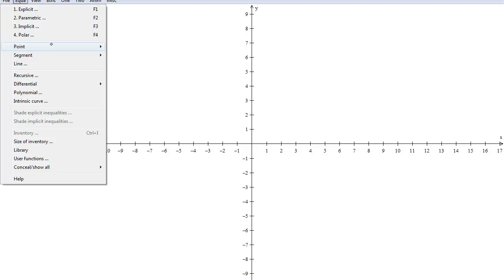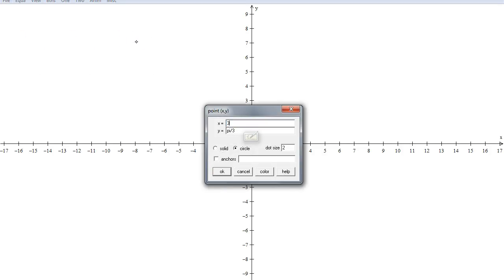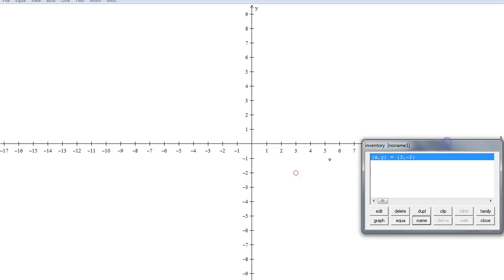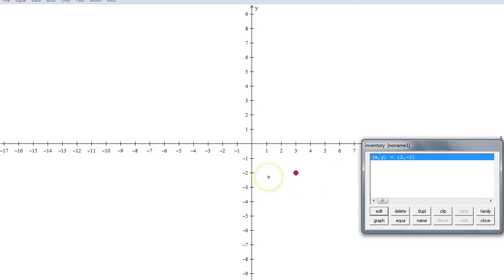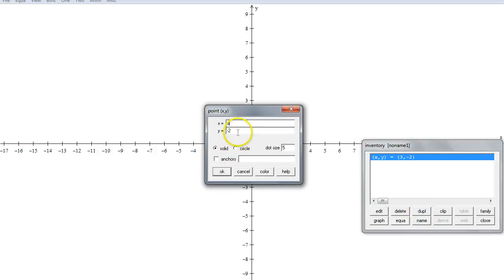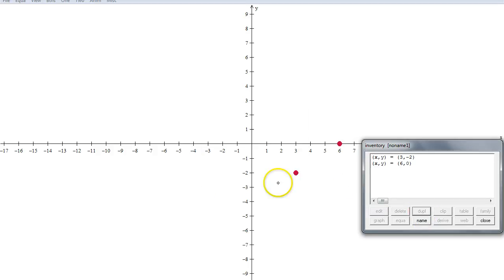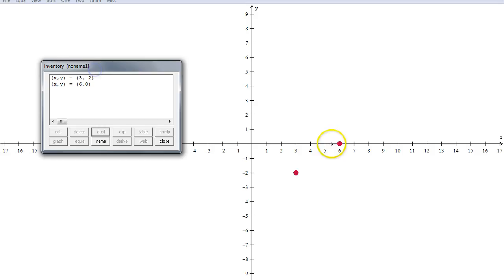What was the first point? 3, -2. Do you all agree? Do you see where my 3, -2 is? Yes. Okay, solid, I want solid. There it is, okay? What's the other point? 6, 0. Do you see the other point, 6, 0 right here?